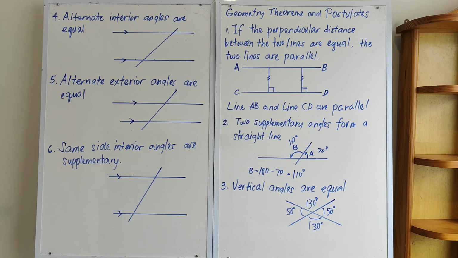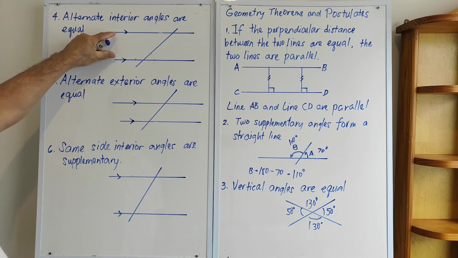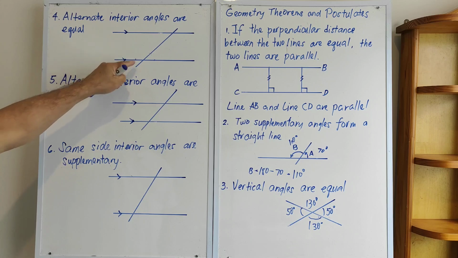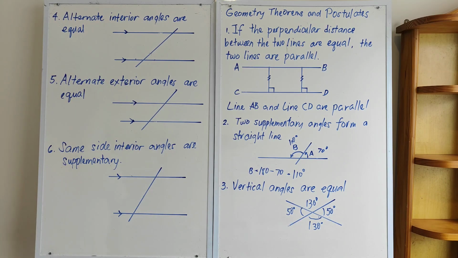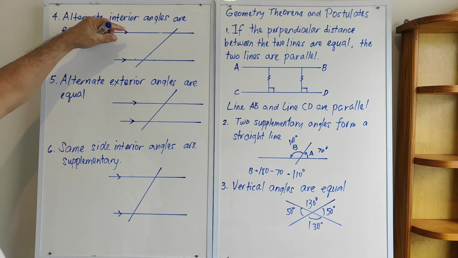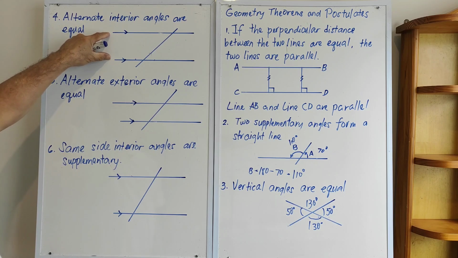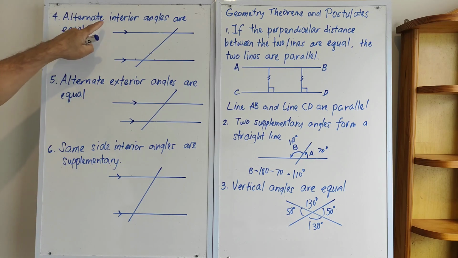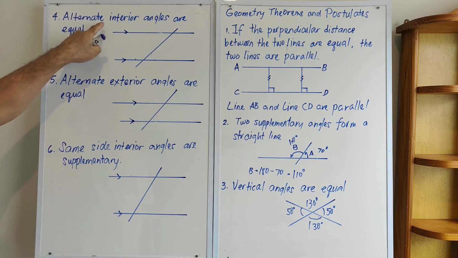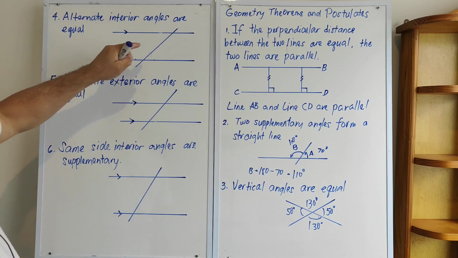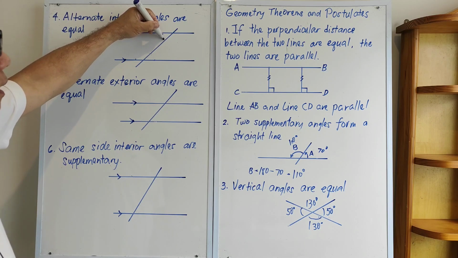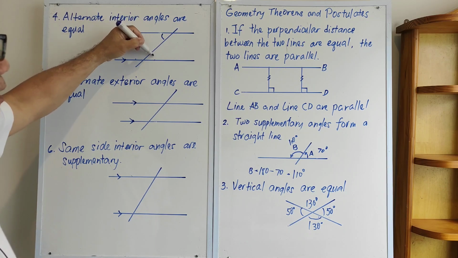Now, number 4, alternate interior angles are equal. So if you have two parallel lines, and this is called a transversal, a line passing through the two lines, the interior angles are the angles inside the two parallel lines. So your interior angles will be here, 1, 2, 3, and 4. The alternate interior angles will be one on the left and one on the right of the transversal. So if this is the first angle, the alternate interior angle is this one.